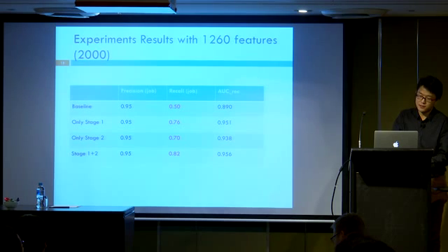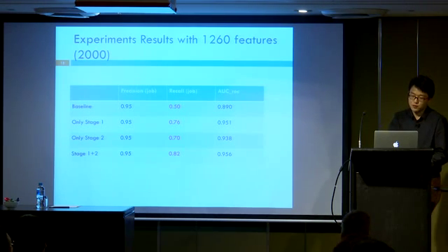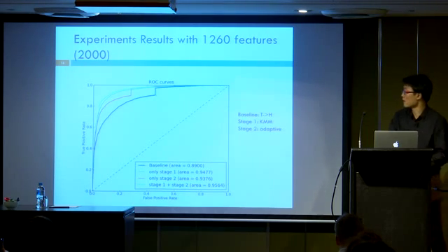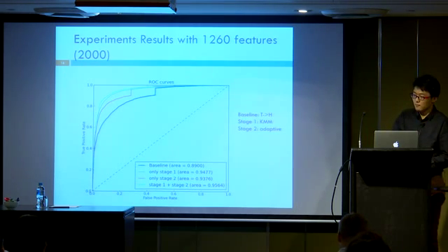In the second experiment, we generate 2,000 features for both domains and use the intersection of 1,216 features as the feature space. And this showed similar results. The two-stage algorithm also achieves the best recall results with the same precision. And here are the ROC curve results.